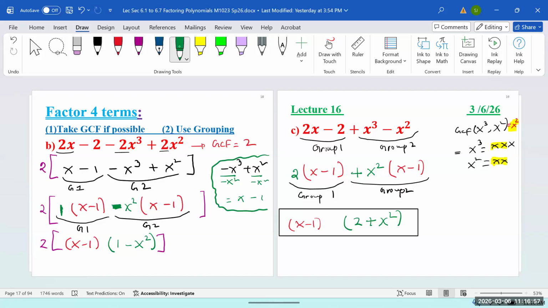Is 1 a perfect square? Yes, because 1 squared is 1. Is x squared a perfect square? Of course, because it's squared. Anytime your variable has an even power, it's a perfect square. So we do have a difference of perfect squares here. Difference of perfect squares. So how do you factor difference of perfect squares?